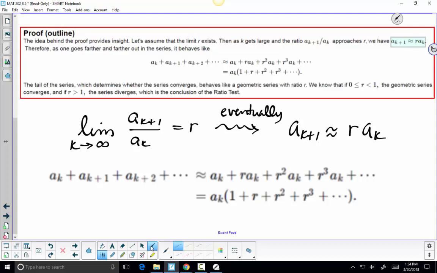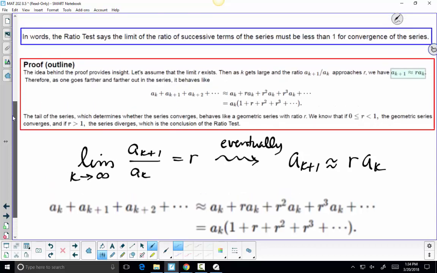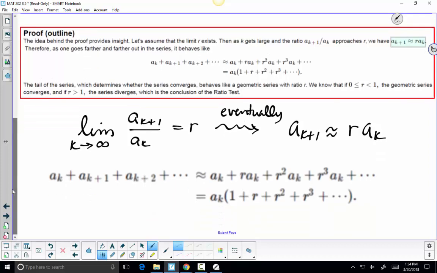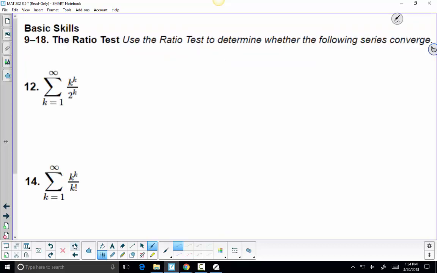So that's why the ratio test is really looking at a geometric series. Now, sometimes you will get the limit to be 1 and you have to say, oh, test is inconclusive. But that's why it really is just an offshoot of the geometric series. Okay. So let's try a ratio test.